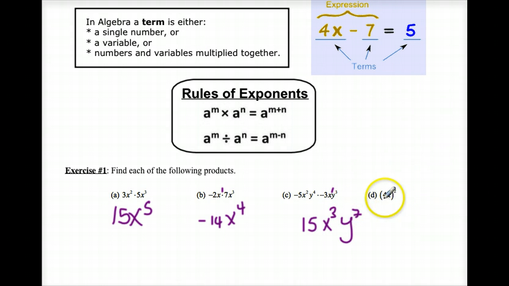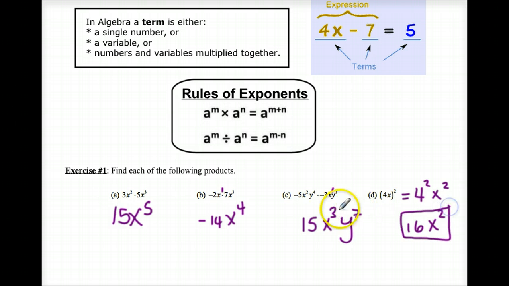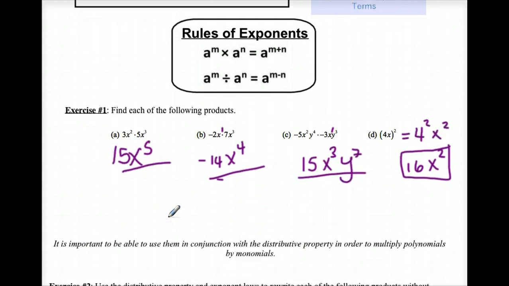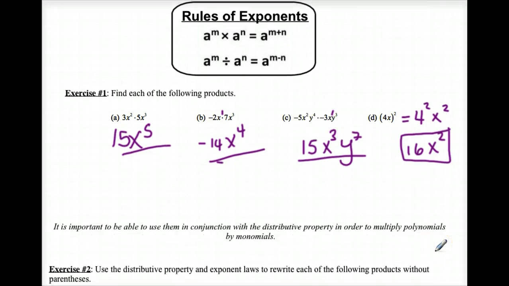Now for D, I have 4x, everything squared. Remember, this is the same thing as 4 squared x squared. 4 squared is 16, x squared is by itself. So these are my final answers. Piece of cake, right? Now, it is important to be able to use them in conjunction with the distributive property in order to multiply polynomials by binomials.